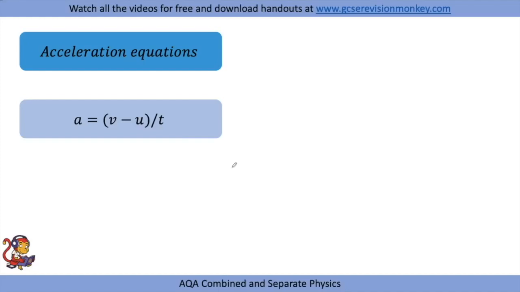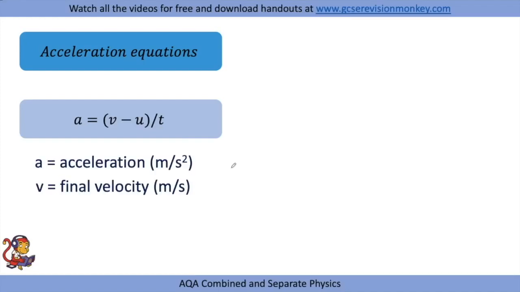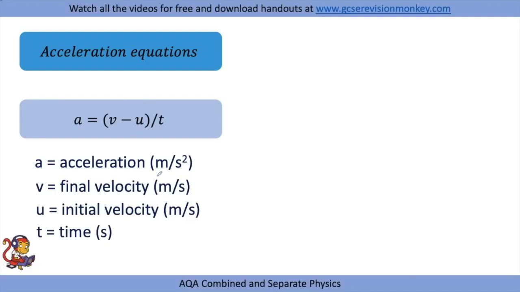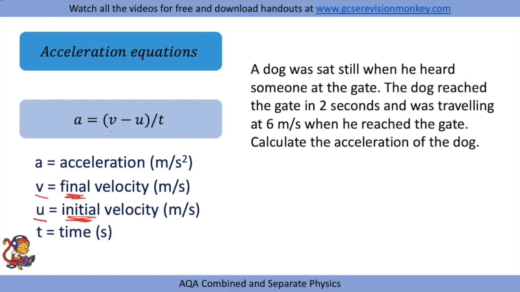We've got a equals v minus u over t, where acceleration is in meters per second squared, final velocity in meters per second, initial velocity in meters per second, and time in seconds. So you should remember that u comes before v in the alphabet. So u is your initial or starting velocity, because that comes first, and v is your final velocity, because that comes afterwards. Let's have a look at this question.